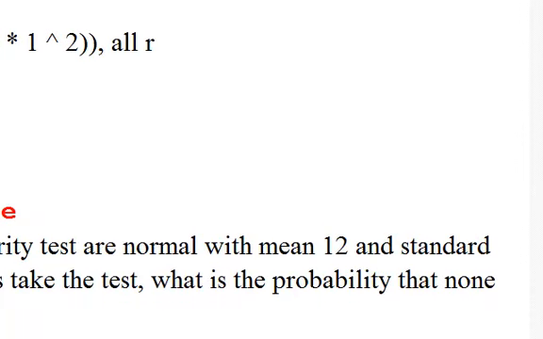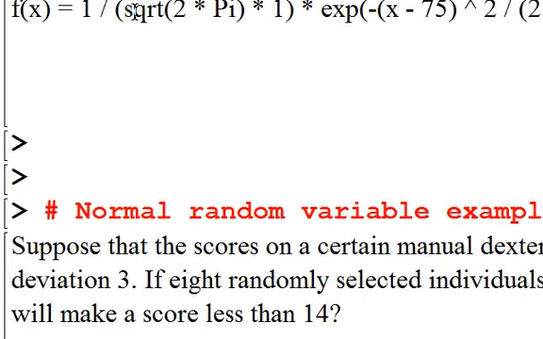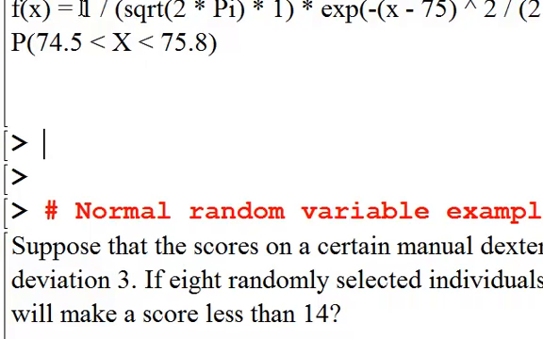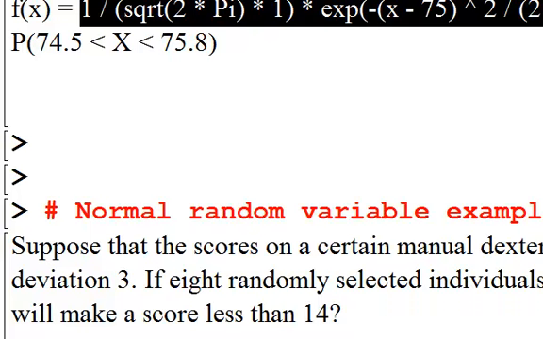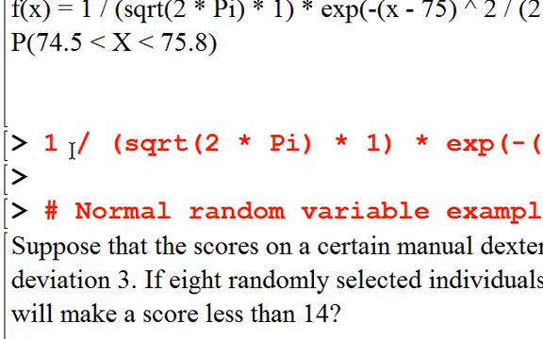all real numbers. And when I put this in Maple, I always check and integrate over all real numbers to make sure it integrates to 1, because it's very easy to make a mistake with this probability density function when you input it. I'm trying to find the probability that that random variable is between 74.5 and 75.8, so I'm going to integrate over that interval.